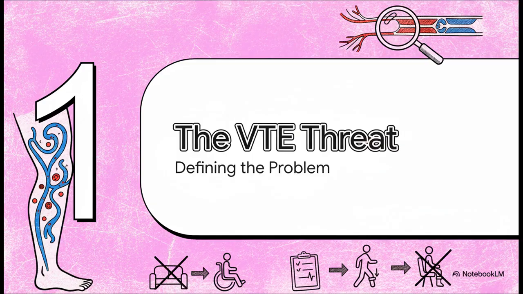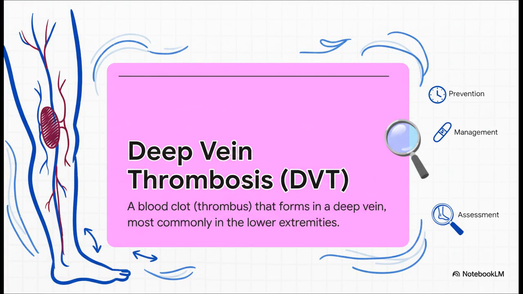All right, let's kick things off by really defining the problem and understanding just how serious the VTE threat is. The whole VTE story usually begins with a deep vein thrombosis, a DVT. It's exactly what it sounds like, a blood clot that pops up in a deep vein. And 9 times out of 10, we're talking about the legs. While it can happen elsewhere, the NCLEX is definitely going to focus on the lower extremities.